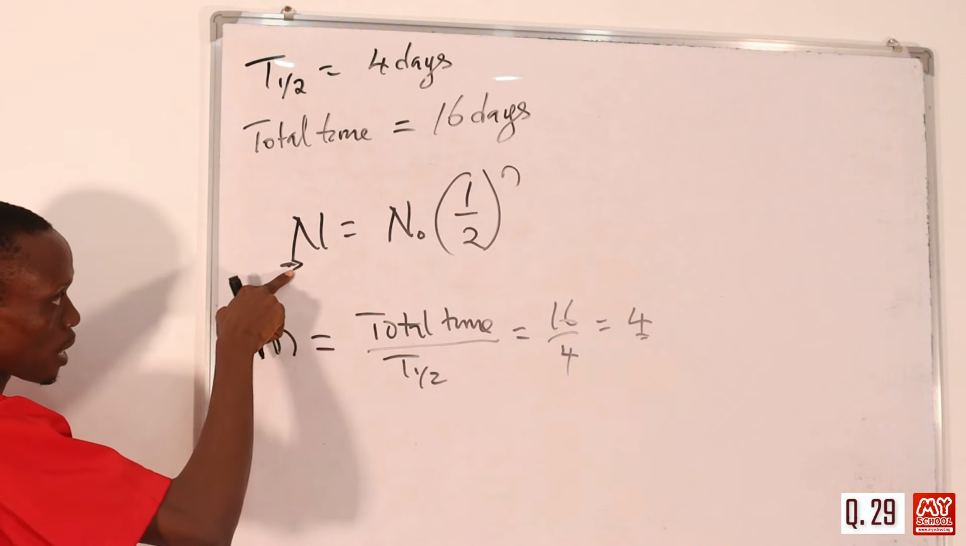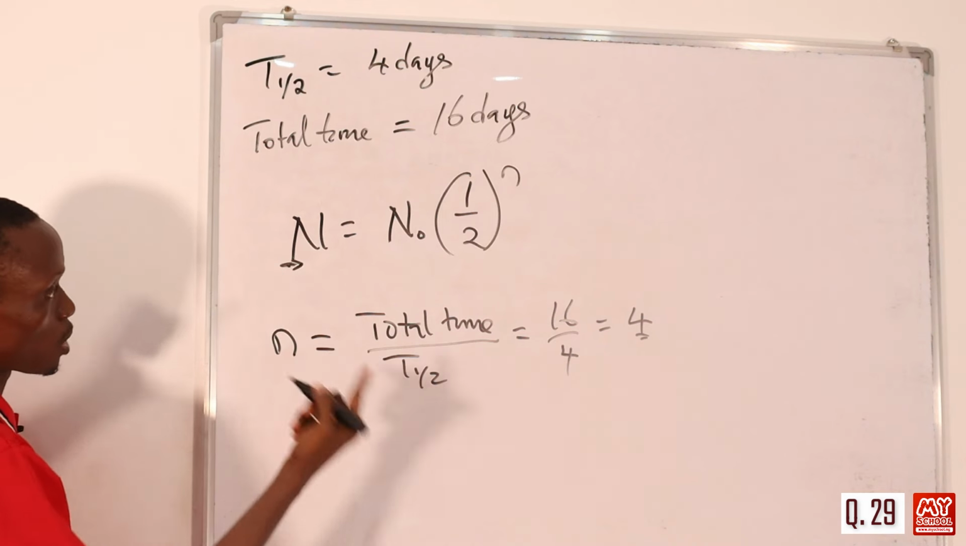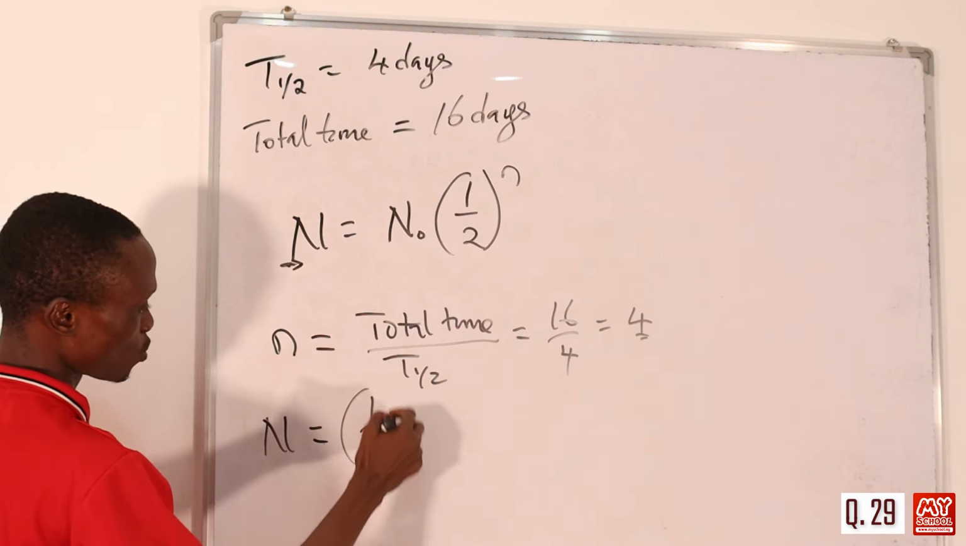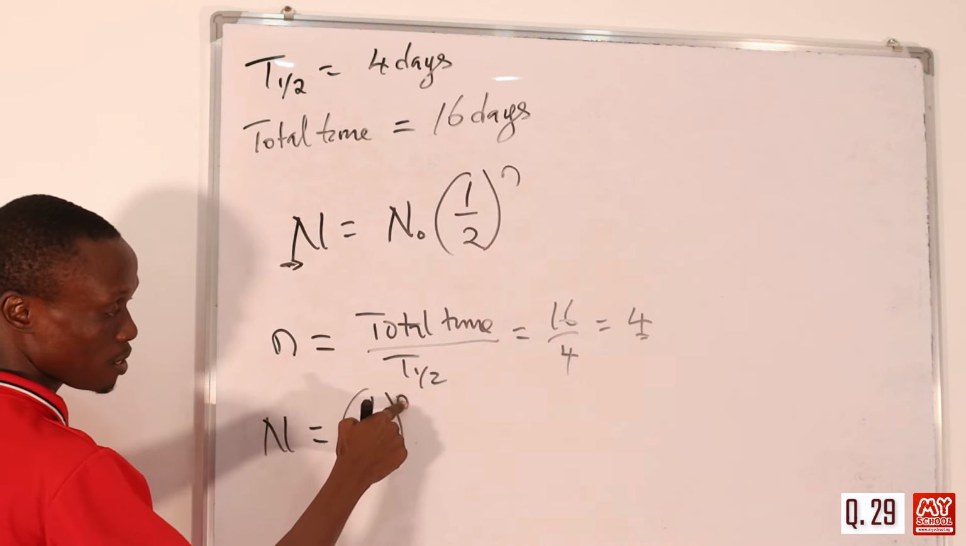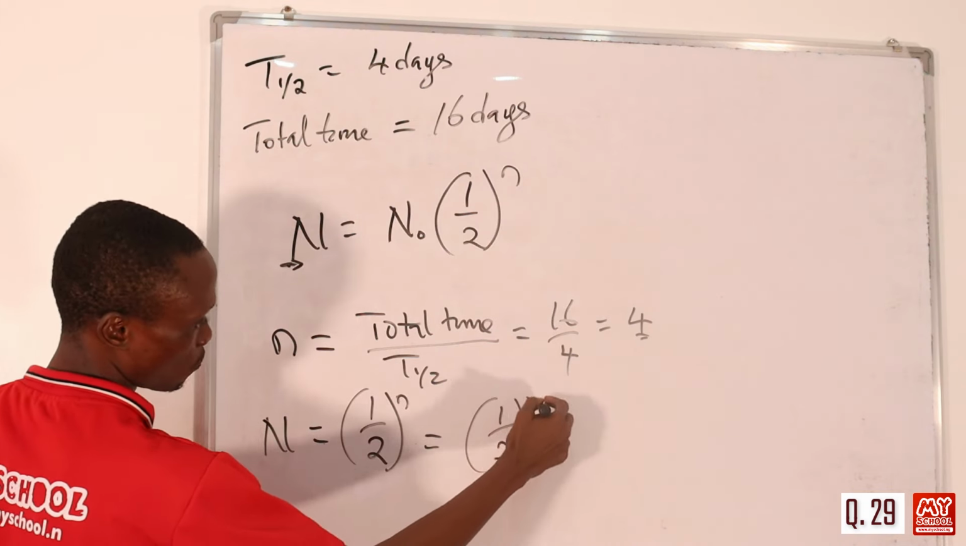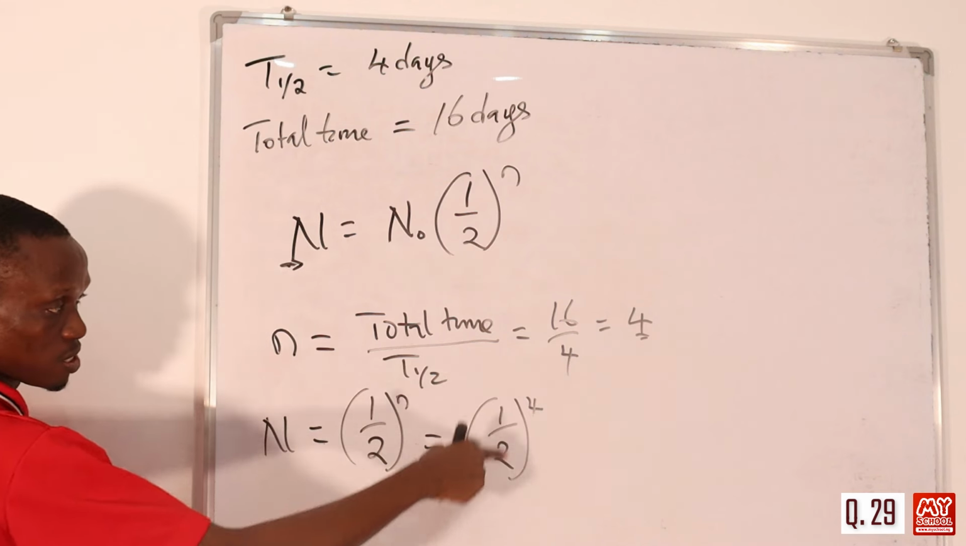So we can now calculate the remaining fraction. N will now be equal to 1 over 2 raised to power n. But remember that our n here is equal to 4. So here we'll be having 1 over 2 raised to power 4. The 4 here affects everything inside the bracket.